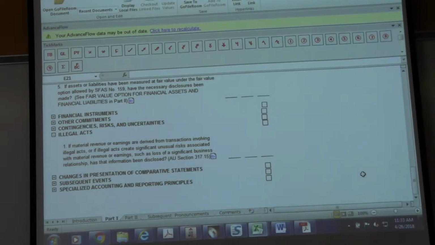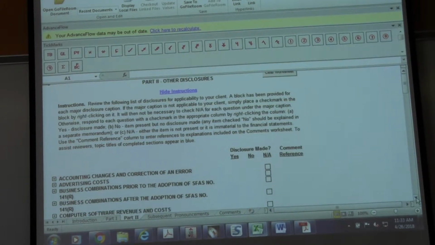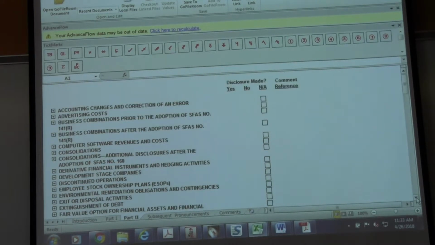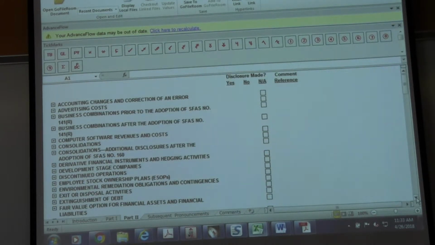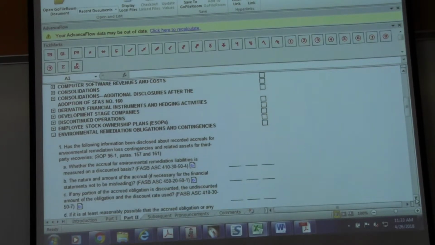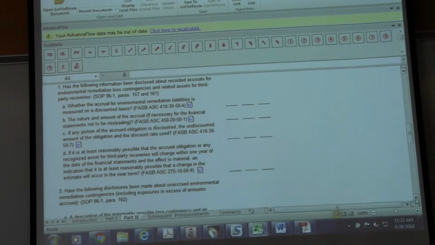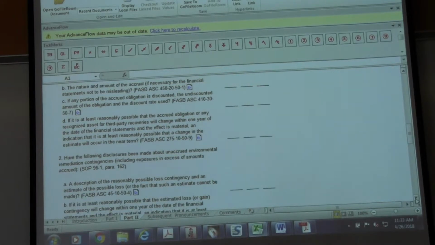Then you have part two. Here's part two. This is additional disclosures on, if you have environmental remediation, there's a question on there. If you have an EPA issue, you have a spill, and you have a liability you have to record for that cleanup, you have these disclosures related to that.